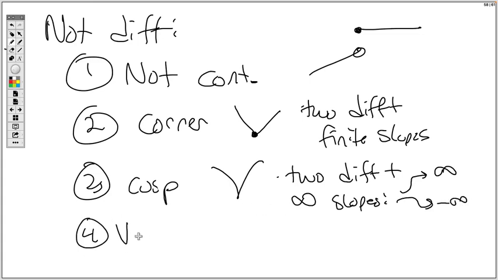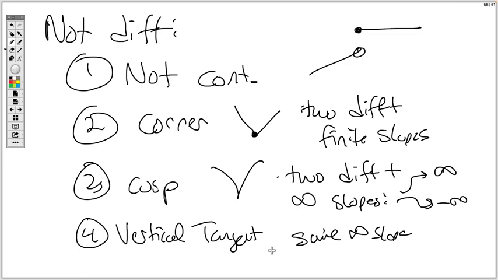Or you could have a vertical tangent where you have the same infinite slope from both directions. It means it's just really steep there. You follow? It's just really steep drop off. Okay.